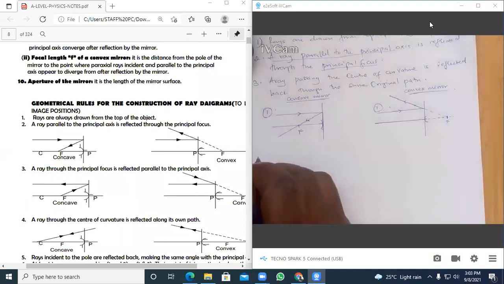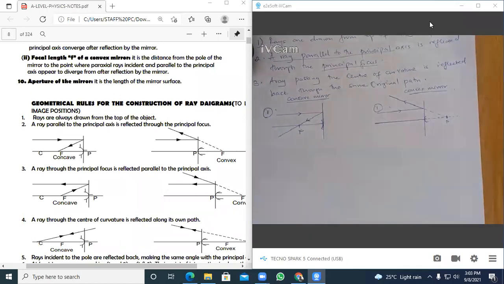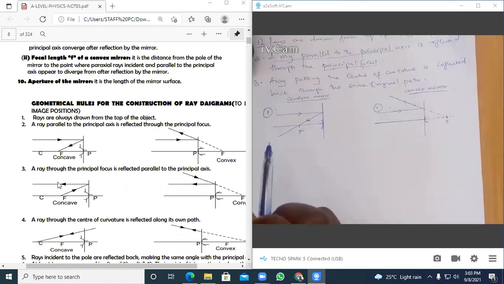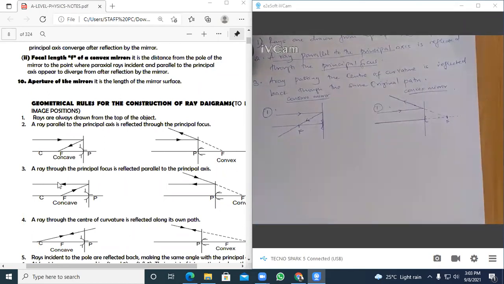Then ray number two. Okay, we looked at ray number three, which is here. Let us see ray number two. Now, ray number two is the opposite of ray number one. They are just telling you that if the ray is coming from the principal axis, then that ray is reflected as a parallel beam or as a parallel ray.